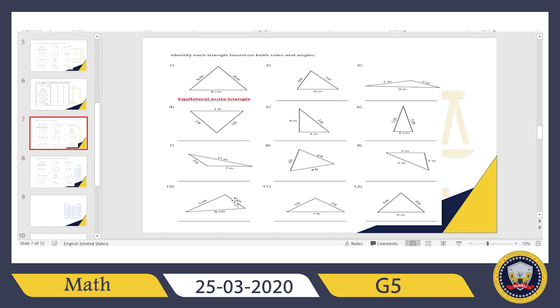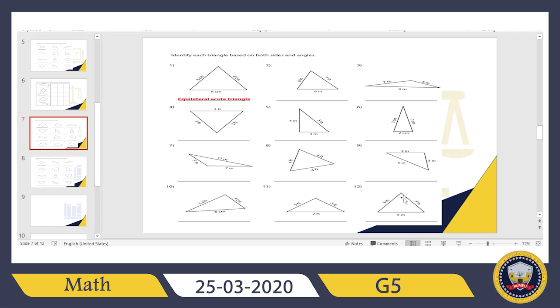It's a scalene triangle. Number 11, first side equals 5 feet, second side 5 feet, and the third side is 7 feet. So I have only two sides which are equal in their length. So I call this triangle an isosceles triangle, right? Isosceles triangle. Excellent. What about the last triangle?